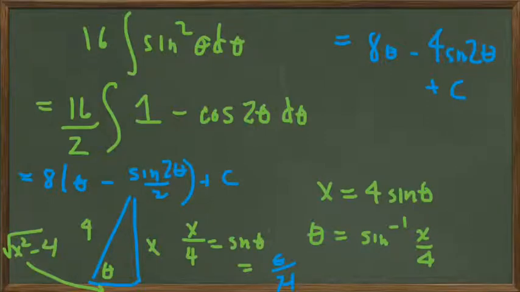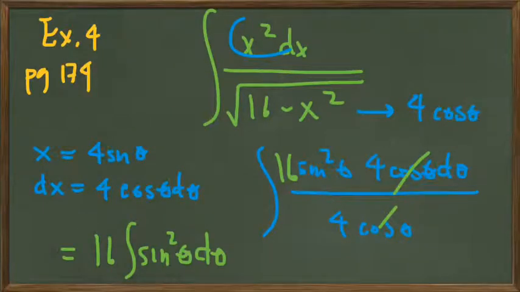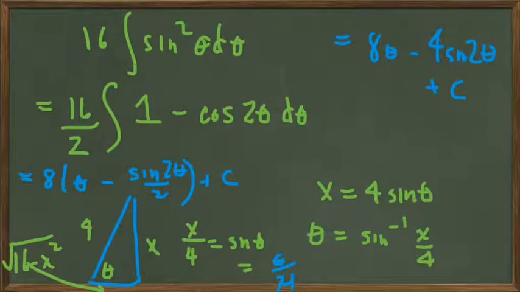Remember we said that that base is by the Pythagorean theorem square root of 16 minus x squared. Remember we said that one side of the triangle needs to be the radical that appears in the original problem. So, do we have everything that we need? Not quite. Let's see here. We've got 8 theta minus 4 sine of 2 theta plus c.